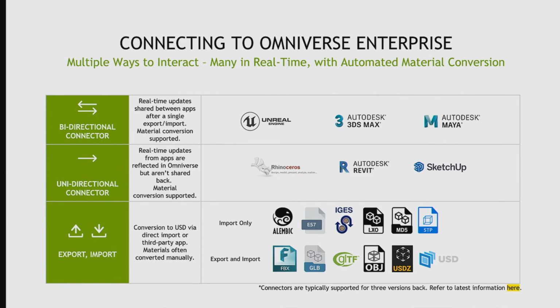And then quickly connecting to Omniverse Enterprise. We've got a couple of different connectors. At the top, we have bidirectional connectors: Unreal Engine, Autodesk 3ds Max, and Autodesk Maya. In the middle here, we've got unidirectional connectors: Rhino, Grasshopper, Autodesk Revit, and SketchUp.